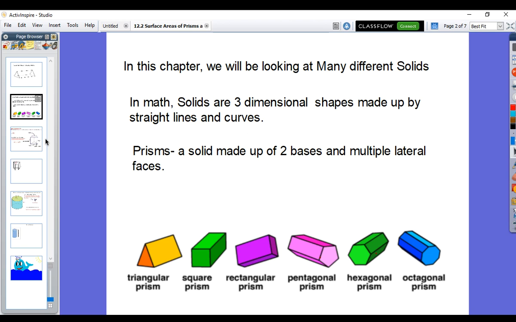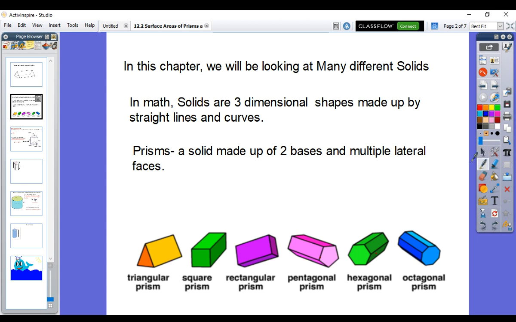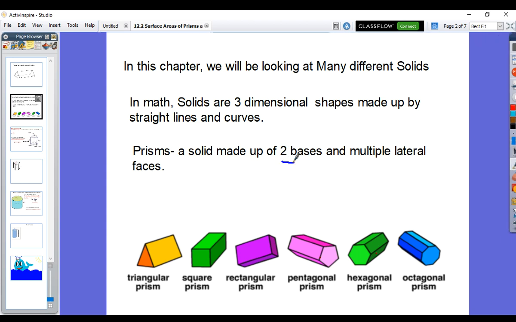Let's talk about prisms. Now, understand, this whole chapter is made of three-dimensional shapes, solids. Talking about prisms specifically, prisms are made of two things, their bases and their lateral faces. This is called a triangular prism because the base is a triangle. Two triangles, and then it has three lateral sides, because a triangle has three sides. A square prism has two square bases and four lateral sides. Pentagonal, five sides, two pentagonal faces. A hexagonal prism means two hexagons and then six lateral faces. And all these lateral faces are rectangles. They're all little tiny rectangles.